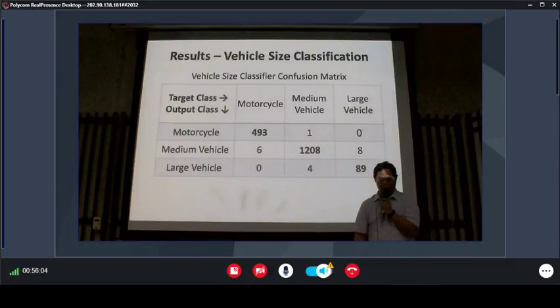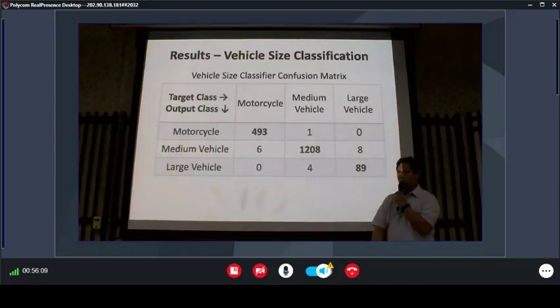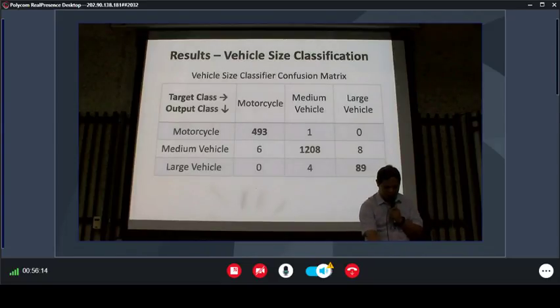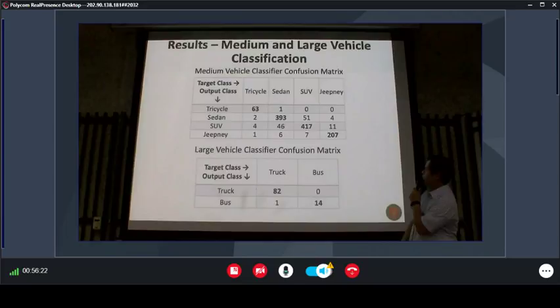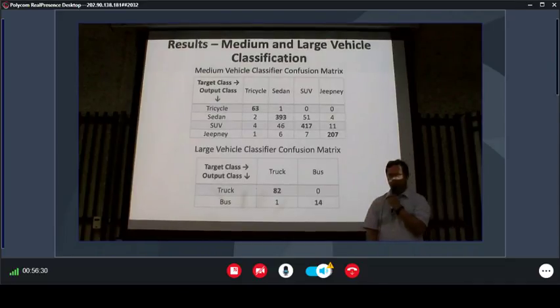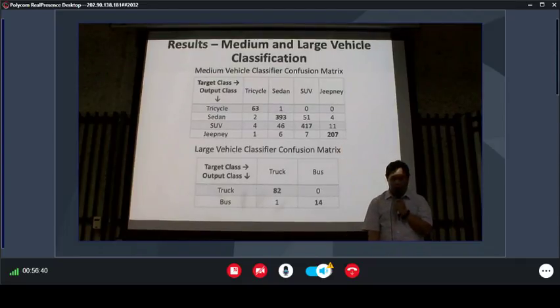Okay, in terms of results based on vehicle size, motorcycle, medium vehicle, and large vehicle, we have this confusion matrix. We are fairly good with a few errors in classifying small, medium, and large vehicles. In terms of classifying the medium and the large vehicles, we have, again, the confusion matrix. I think for the medium-sized vehicles, the best classifier was the SVM, and for the large vehicle, the best classifier would be the MLP, the multi-layer perceptron. So a different classifier works for a different class of vehicles. It's a different classifier for the medium class, it's a different classifier for the large class.